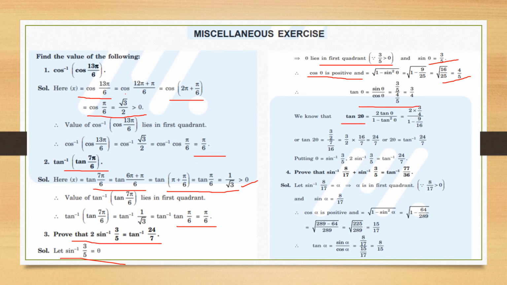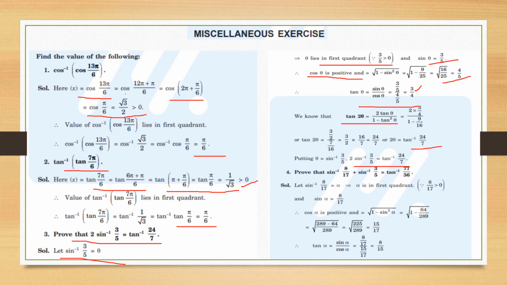Now tan 2 theta is 2 tan theta upon 1 minus tan square theta. I'll put the value of tan theta from here and I'll get it as 2 theta equal to tan inverse 24 by 7. Okay. Now theta is my sin inverse 3 by 5, so I'll put back the value. So I get 2 sin inverse 3 by 5 equal to tan inverse 24 by 7.